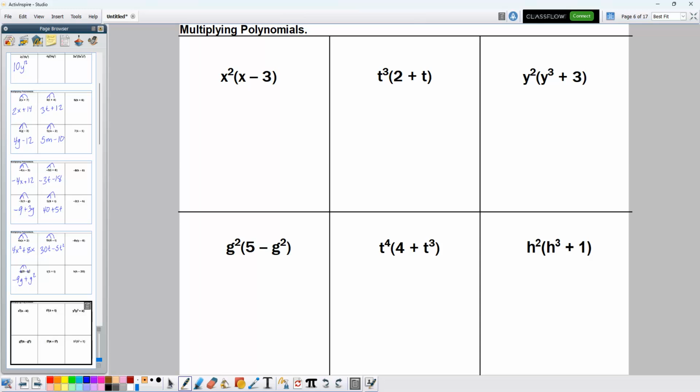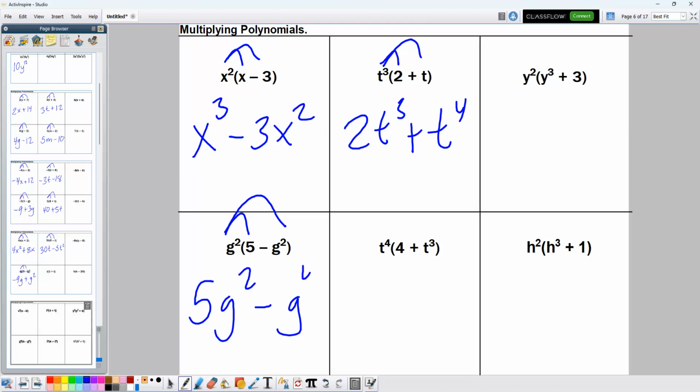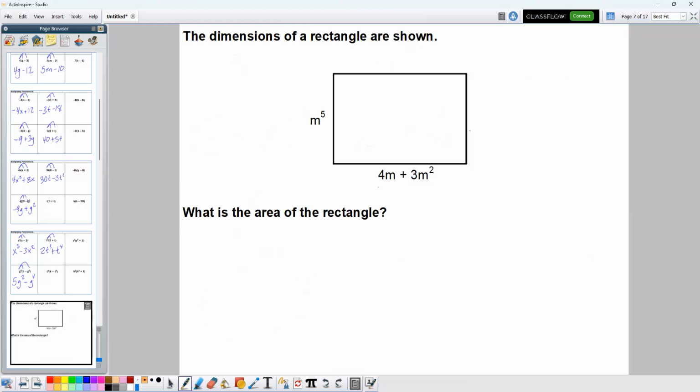Next one. X squared times x would be x to the 3rd. X squared times negative 3 would be minus 3x squared. T cubed times 2 would be 2t cubed. Plus t cubed times positive t would be plus t to the 4th. G squared down the bottom times 5 would be 5g squared. G squared times negative g squared would be minus g to the 4th.